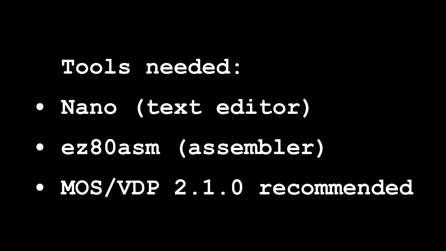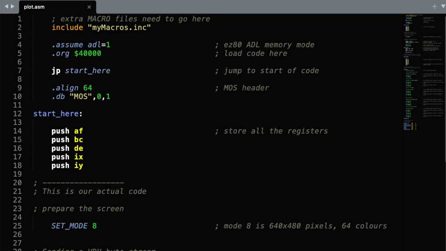So the tools we need are the usual Nano and the Easy80 assembler. Some of the commands may not work on the older MOS or VDP systems, so make sure you're updated to a fairly recent one. So let's look at the code. We've got the usual start that we've had in previous lessons, and we're going to set the mode to 8.